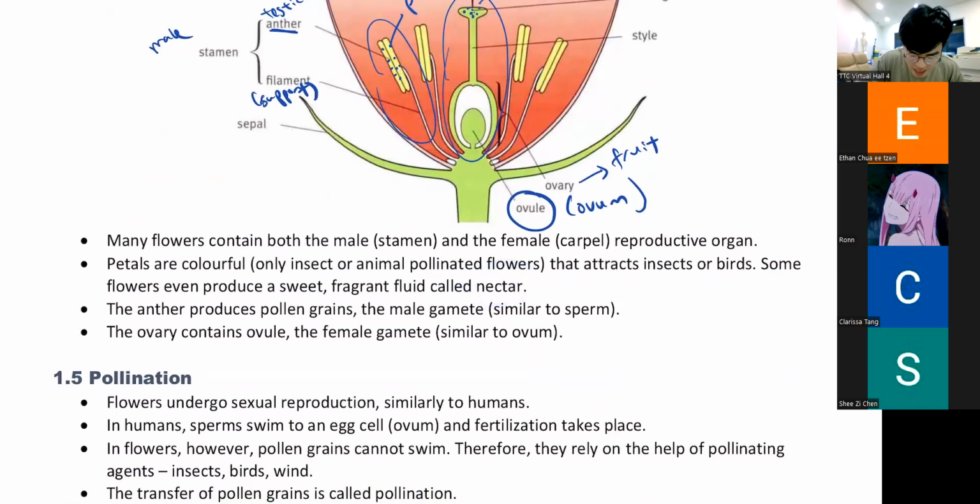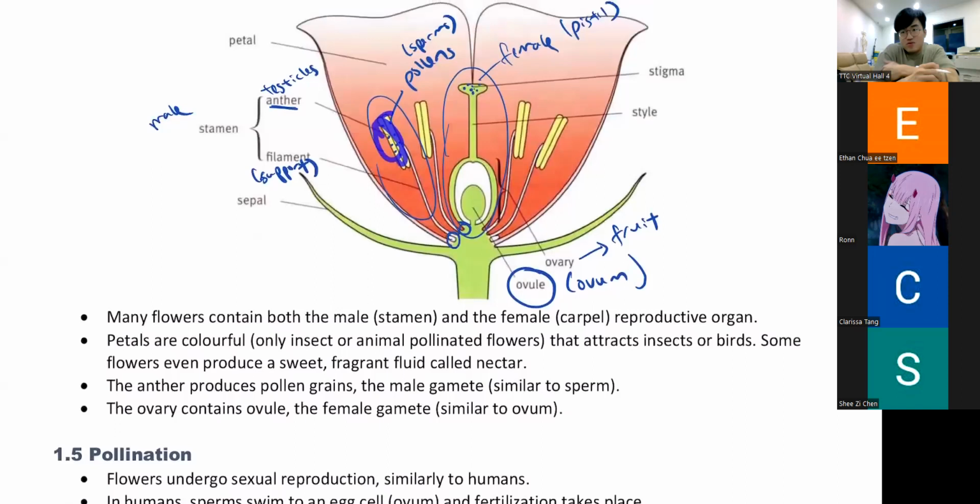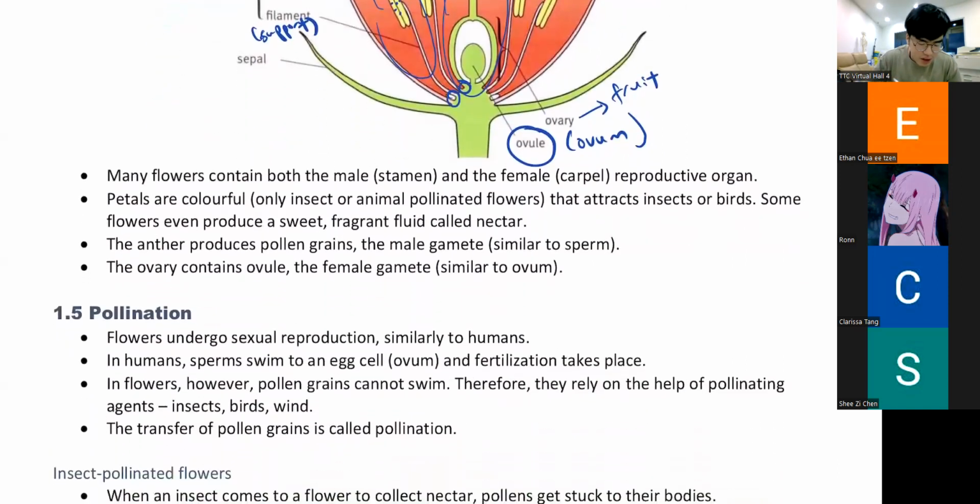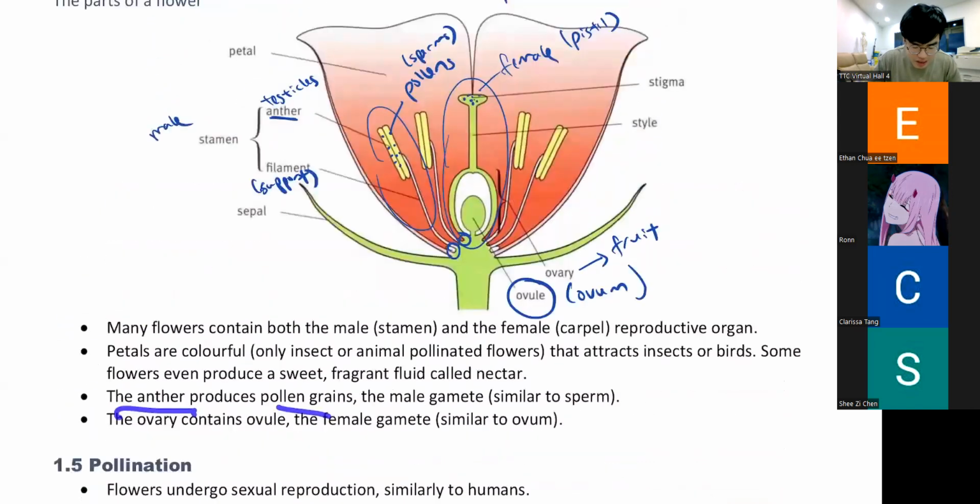Sometimes they will hide this nectar down here so that when a bee comes in, a bee is very hairy, right? So that its butt will purposely brush against this pollen, so it will stick onto their body. So you see, bees are very cute. The anther produces pollen grains. This is their balls, just like your balls.